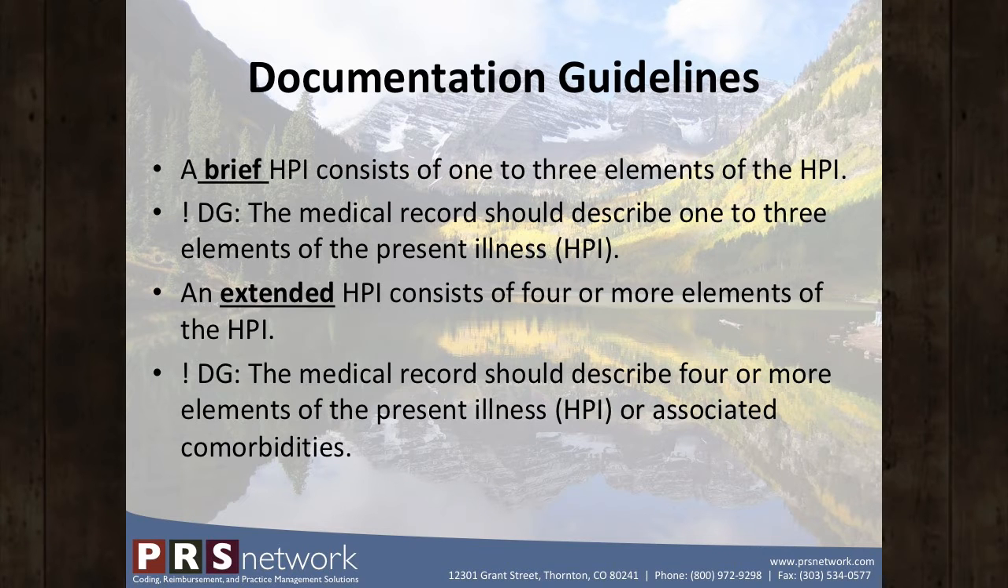Well, we have to go back and take a look at the documentation guidelines. And you'll notice I don't have a date on these documentation guidelines because for history and medical decision making, the 95 and the 97 guidelines are identical. They only differ in the physical exam. So we go to the documentation guidelines, and under the DGs, we find that brief history consists of 1 to 3 elements, and extended is 4 or more.